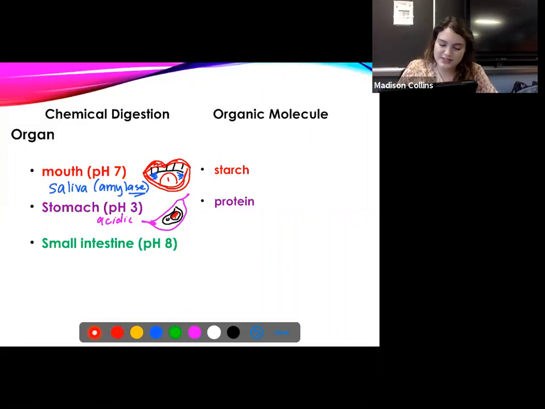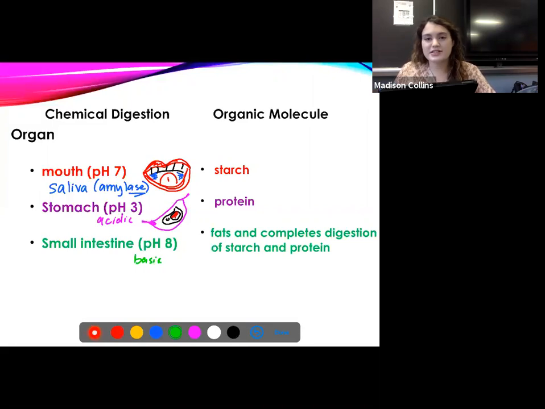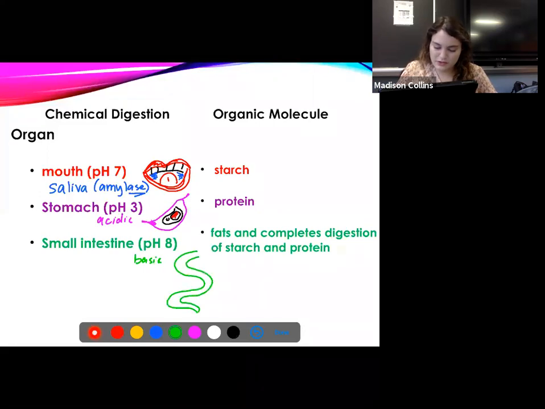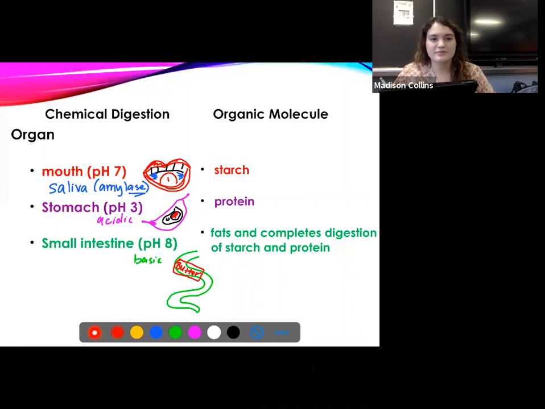And finally, your small intestine, which has a pH of 8, which is pretty basic. It's slightly above neutral, but because it has an 8, it is a little bit basic. It is going to focus on breaking down fats and then complete the digestion of any starch and protein that hasn't been fully digested. So here's your small intestine. When you think of this, I want you to think of a stick of butter sliding through it, because that's what specializes in breaking down fats. So mouth breaks down starch, stomach breaks down protein, small intestine breaks down fats, and then finishes digesting the starch and protein.